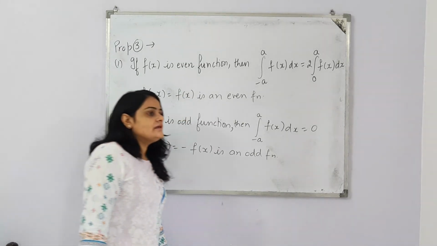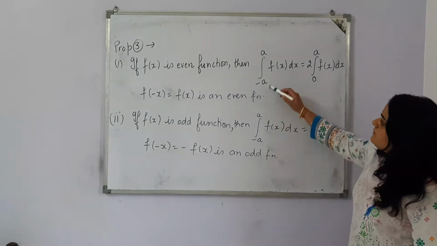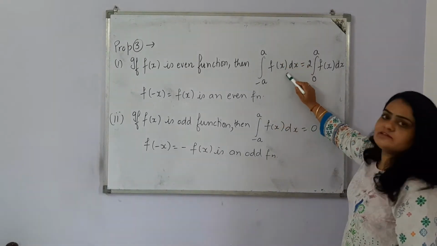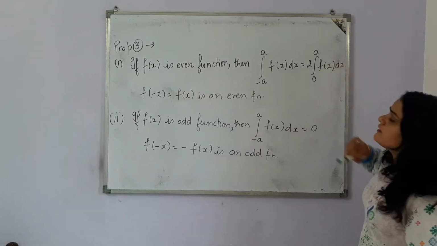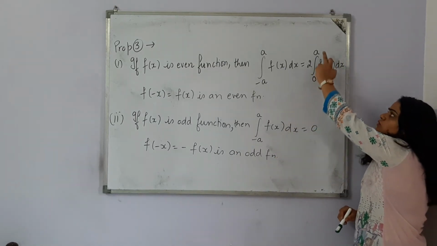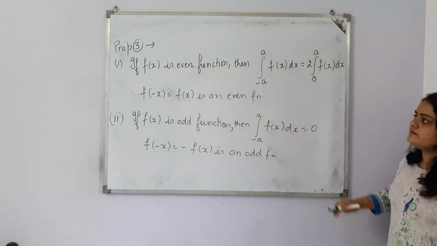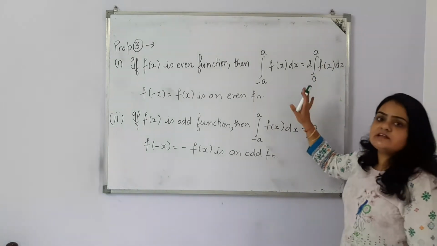In this case, if you have the limits minus a to a, and f of x is the function, then the limits will change into 0 to a and 2 will come out. So 2 into the integral from 0 to a, and the function will remain as it is. This is the case when the function is even.